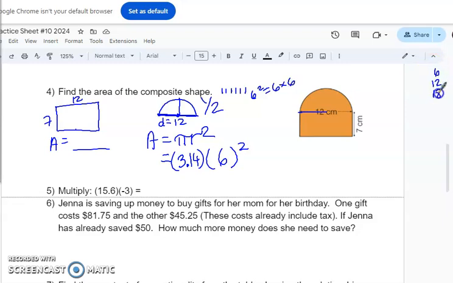6, 12, 18, 24, 30, 36, 42. I'm going to stop here because I only needed 6 times 6. 1, 2, 3, 4, 5, 6. 6 times 6 is 36.